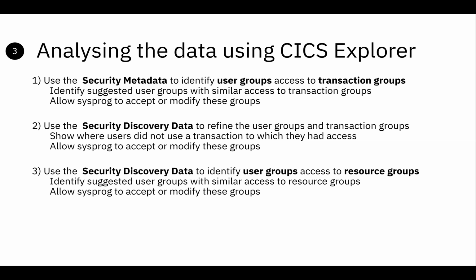Then we use the security discovery data, we embed that and show you, in conjunction with the security data, how people have actually used different resources that you've given them. And start off with transactions. And then the third stage, which is not yet in the open beta, is that you would use the information that we captured for the resources. And so you can see what security definitions you should define for each of the resources that you use.